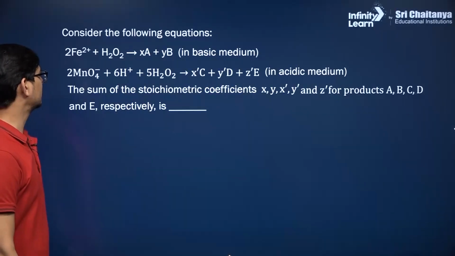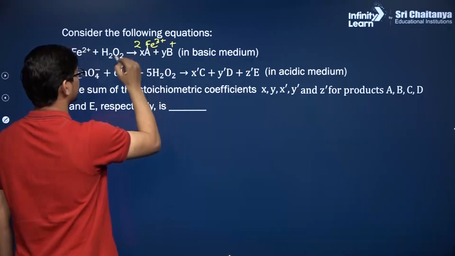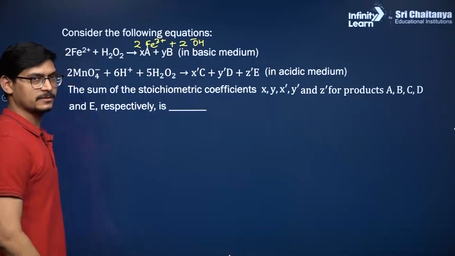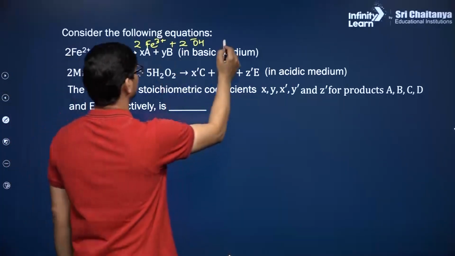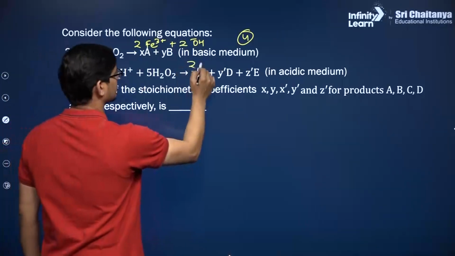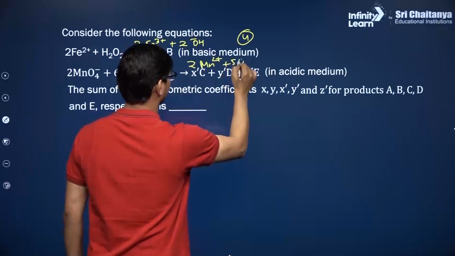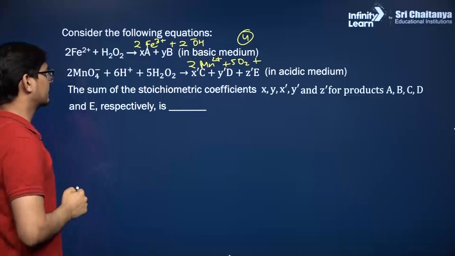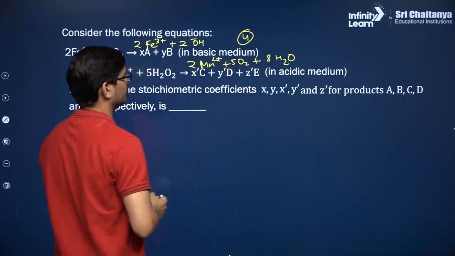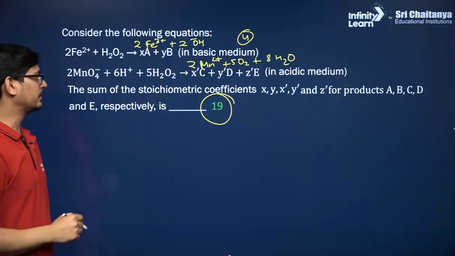Then in this question, ferrous will be oxidized to ferric, right? And this will be reduced because it is in basic medium. In basic medium, hydrogen peroxide produces hydroxide ions. So X and Y, they are 2 and 2, that is 4. In this, permanganate reduces to Mn2+ in acidic medium, right? And H2O2 will undergo oxidation, that will form 5 O2. And you can balance the number of water molecules, that will come out to be 8H2O, right? So it will be 4 and then 2, 6, 5, 11 and 8, 19. So that will be the correct answer here.